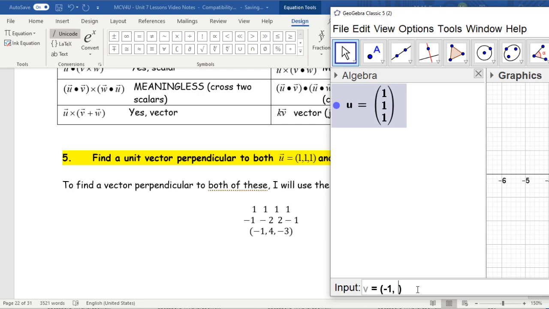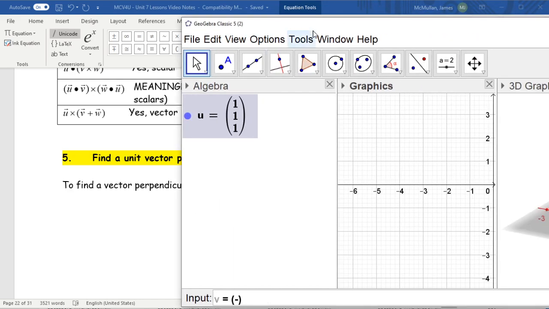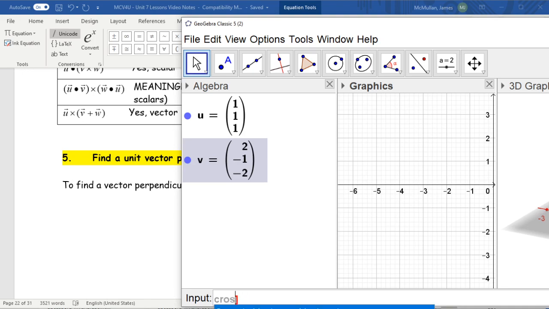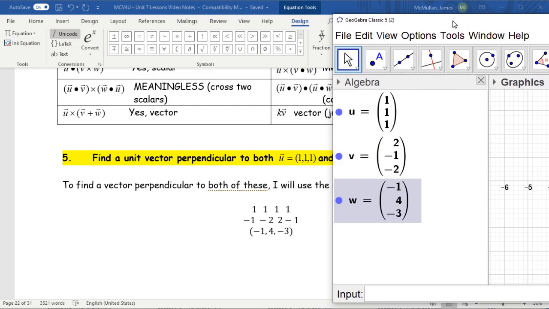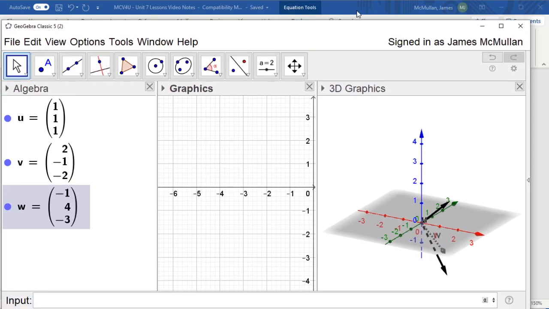-1. Sorry, wait, what was 2, 3? Oh, sorry, started with. I should just move it so I can see it. 2, -1, -2. Okay. Now I suggested when you cross these two, I get -1, +4, -3. Okay, so we're on track.